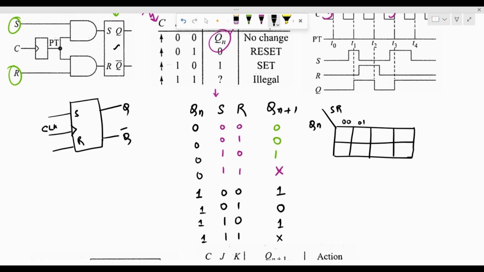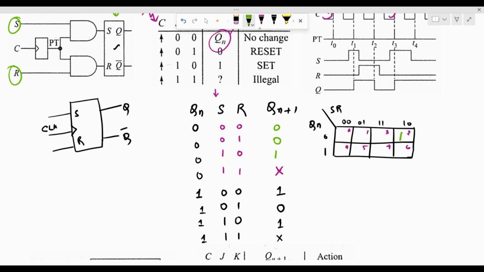0 0 0 1 1 1 1 0. This is the gray code representation. And let me fill out the values here. This is 0 1 2 3 4 5 6 7, right? So I've numbered the minterms so that it's easy for us to plot the ones. So for 0 1 0, that means it is 2. So I'll place a 1 here.